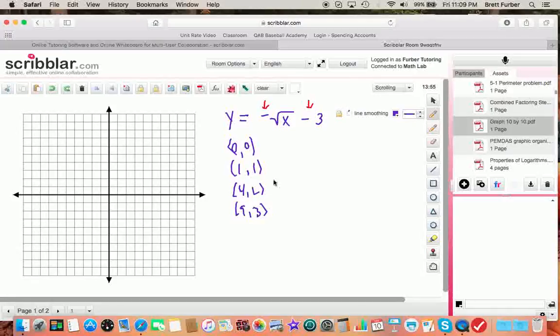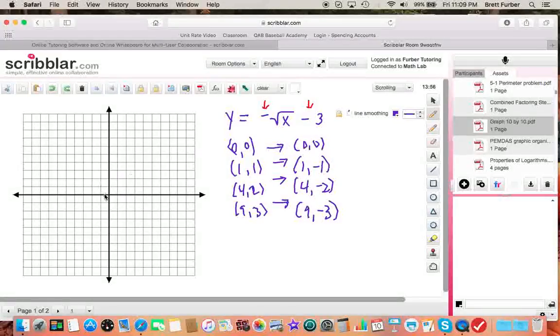rather than taking those points and shifting them down 3 first, I'm going to reflect them first and then shift them 3. So remember, these points, when they reflect, are going to keep 0, 0, but you're going to have 1, -1, 4, -2, and 9, -3. Okay? So I'm going to basically put my cursor, or if you're doing this with paper, your pencil, on these points and shift them down 3.